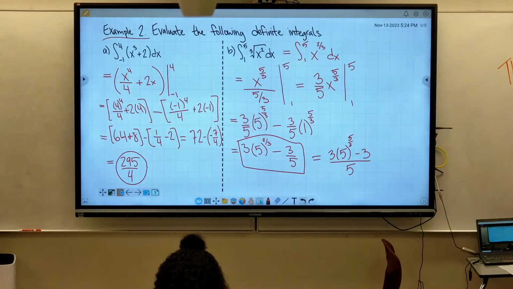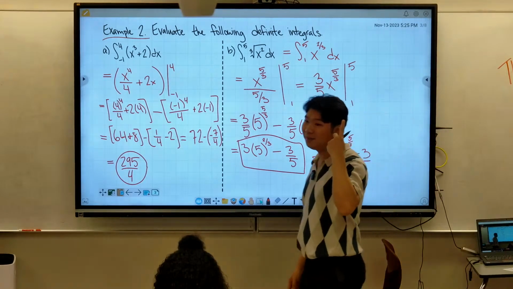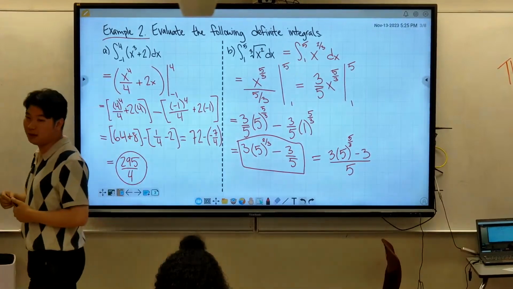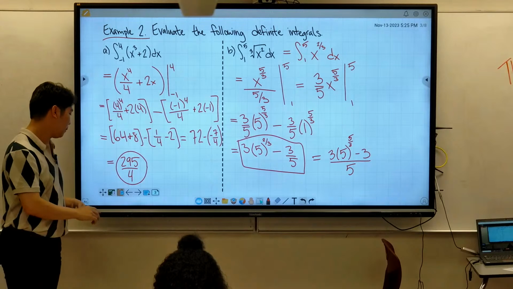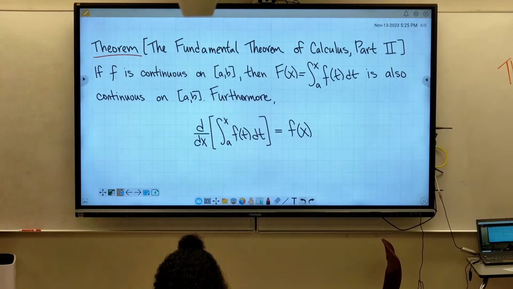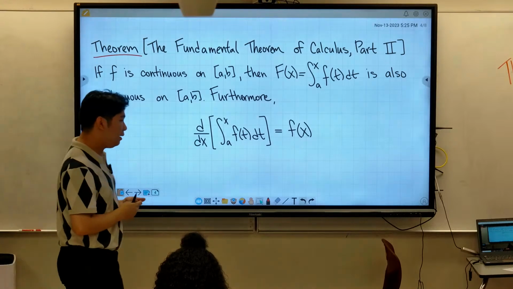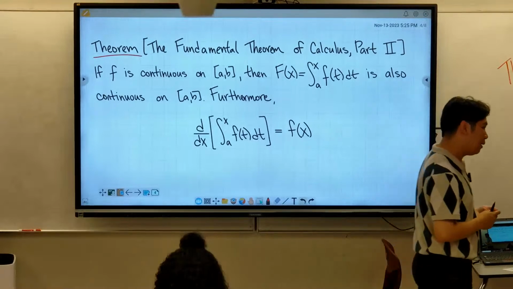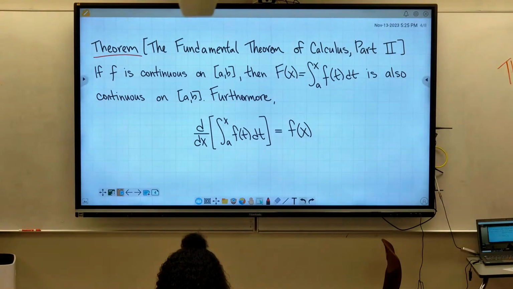All right, so we're done with example 2. That covers the fundamental theorem of calculus part 1. Now let's deal with the fundamental theorem of calculus part 2. So our second theorem for today, same title, but part 2. If my little f function is continuous on a closed interval, then the antiderivative, big F of x, which I'm defining here to be the integral from a to x of little f of t dt, is also continuous on that interval.